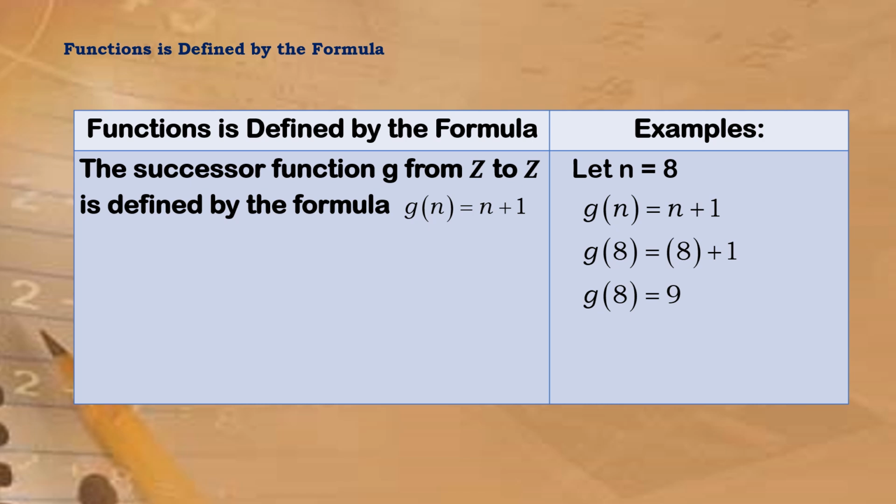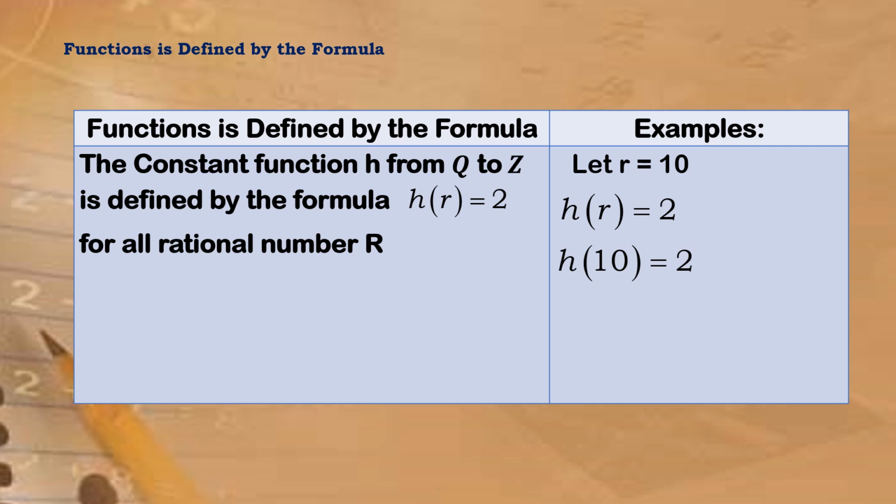Next, we have here the successor. When we say successor, the next in the sequence. The successor function g from Z to Z is defined by the formula g of n equals n plus 1. For example, if we have the value of n equal to 8, then 8 plus 1 is 9. So g of 8 is equal to 9.